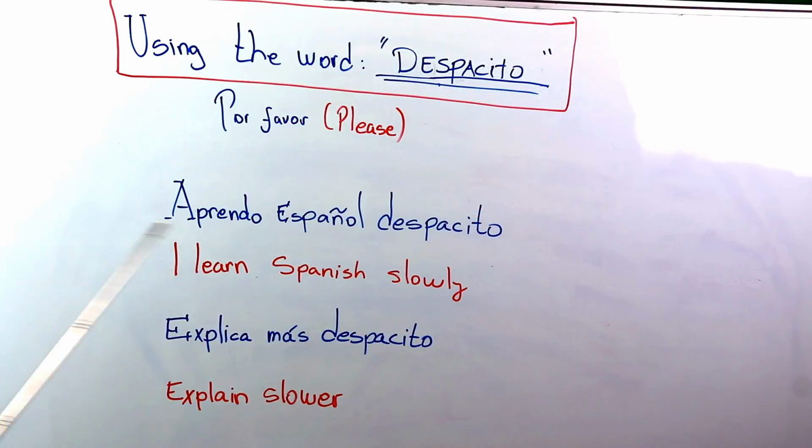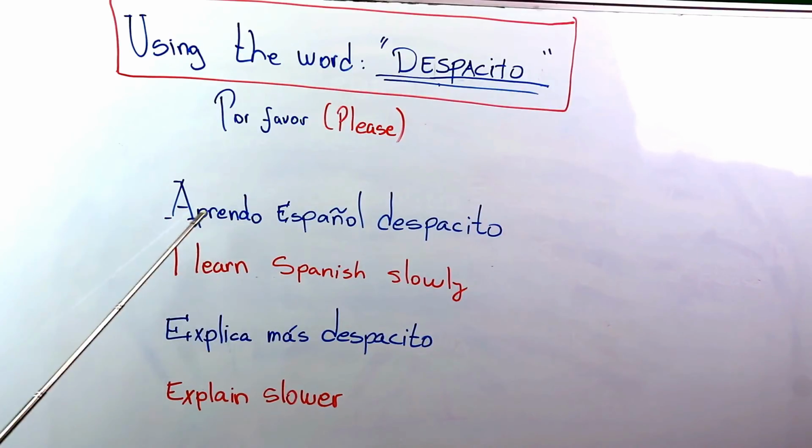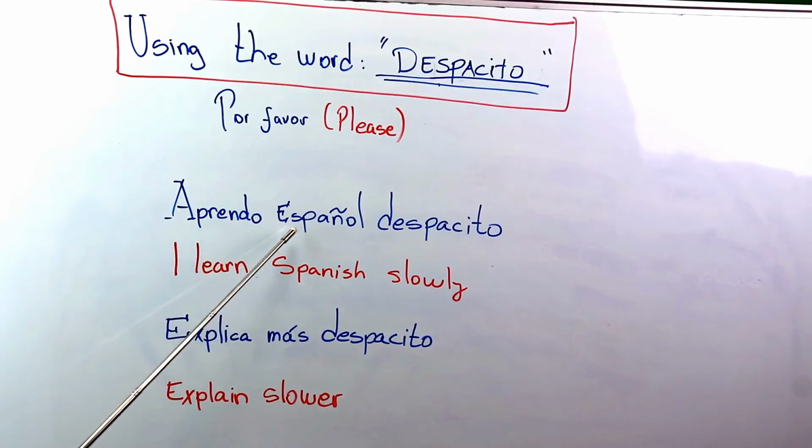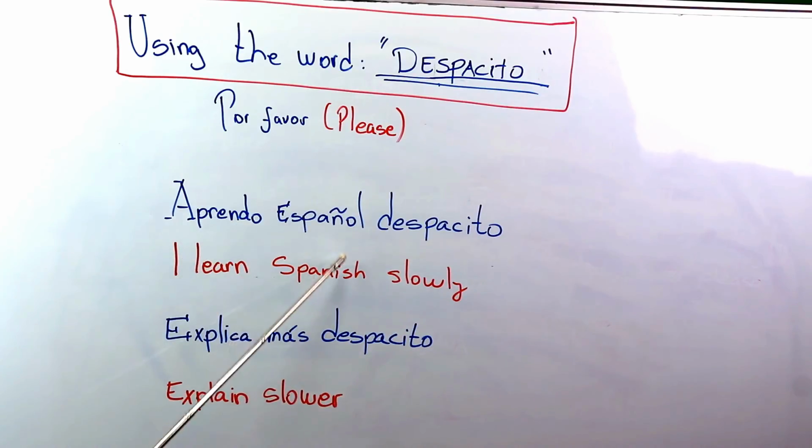So let's see some more applications for the word despacito. Aprendo, which means I learn. Aprendo, three syllables. Aprendo español despacito. That means I learn Spanish slowly. Aprendo español despacito. One more time, listen to me and see if you can pronounce it.